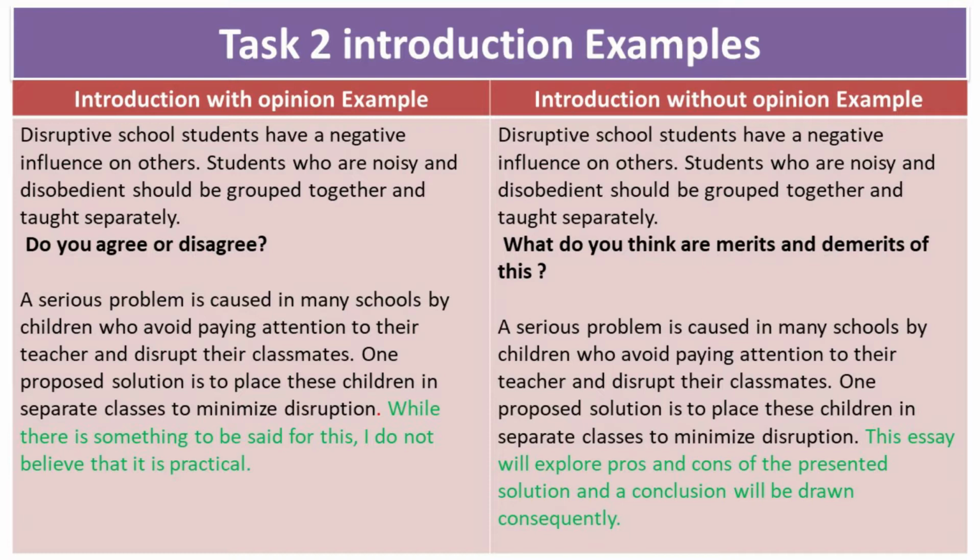In this example, you can see that there are 2 different introductions. The first one is the introduction of an essay that has an opinion, and the second one is without opinion. The line which has a different color at the bottom of each of these introductions shows that in the opinion question we have given the opinion, but in a non-opinion essay we have written an outline sentence. By reading this sentence, you can easily understand how you can write an outline sentence.